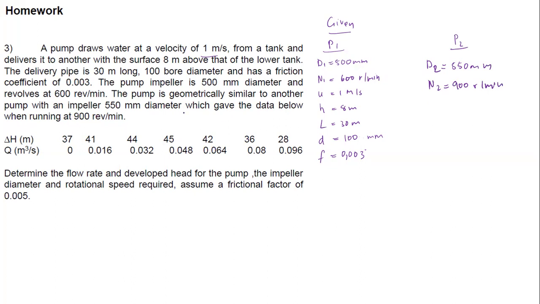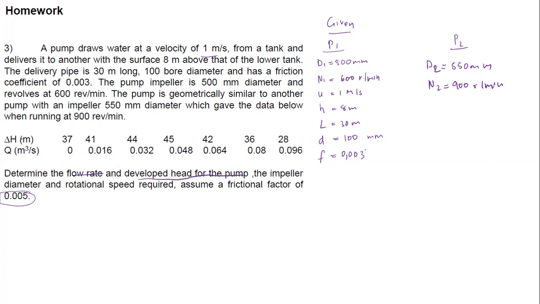Oh, by the way, we are also provided with this frictional factor, which I assume we're not going to use because we have already been provided with the frictional factor of the bore pipe, of the bore diameter. So this is the information so far that we are provided with. To answer the question, remember what we need to do: we need to determine the flow rate and the developed head for the pump, meaning pump number 1.